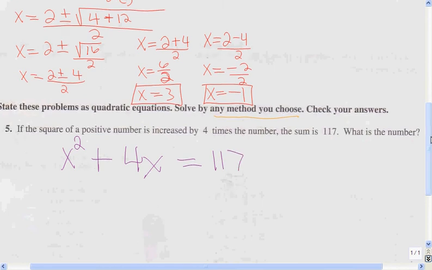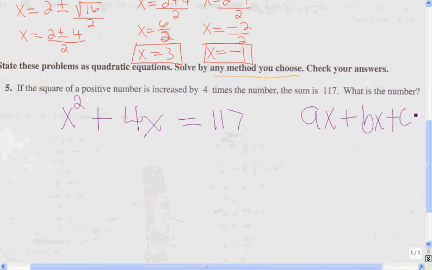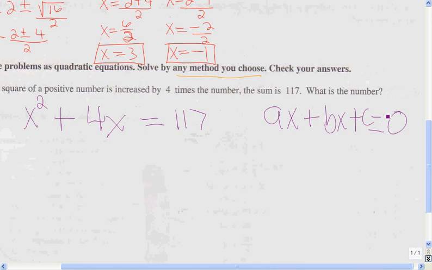Okay. Now I'm going to make this equation. I'm going to put it in this form: ax squared plus bx plus c equals 0. That's the format I'm going to write this equation in. I'm going to subtract 117 from both sides, so I get 0 on the right side of the equal sign.